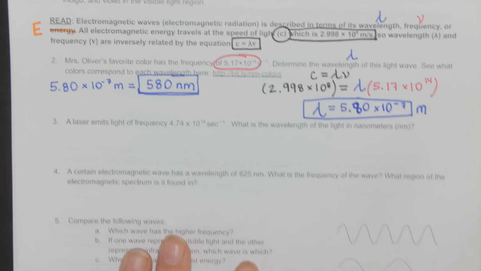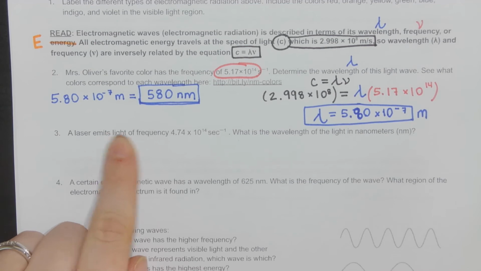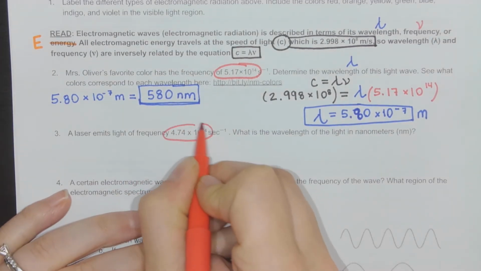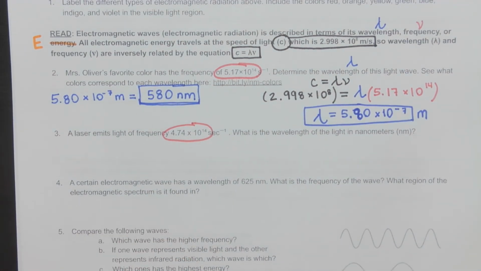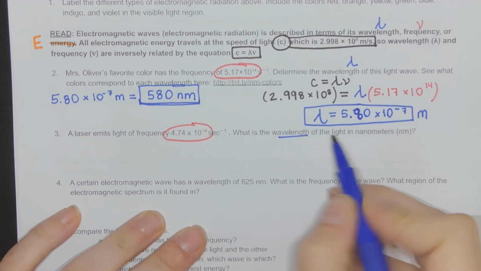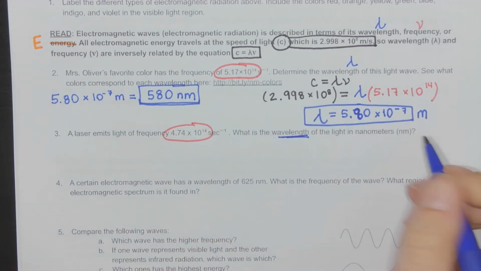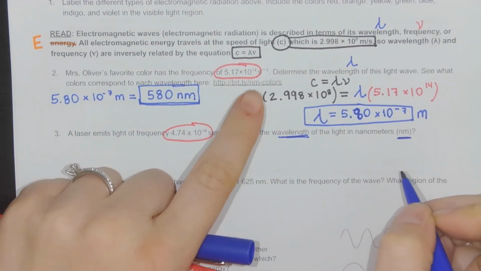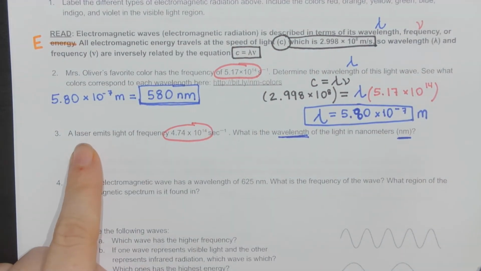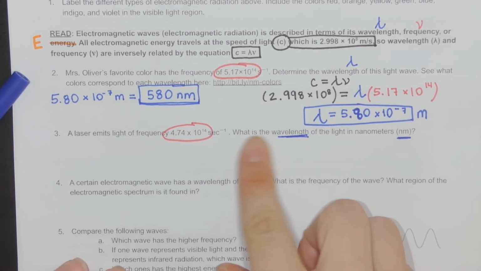The next question here says that a laser emits a frequency of this. What is the wavelength of the light in nanometers? So this is the exact same question. You're trying to find the wavelength, convert it from meters to nanometers once you have an answer. And using this same chart, you can see what color of laser pointer this is. So pause this video, go through, and see what you get for this.